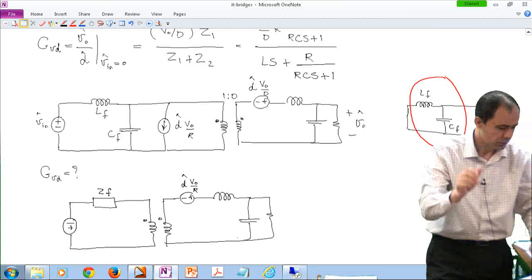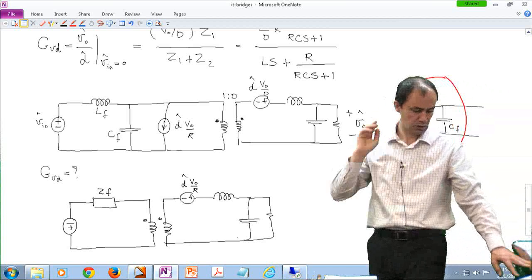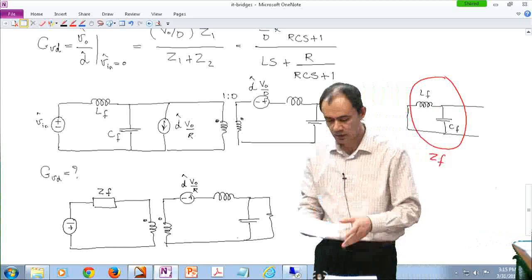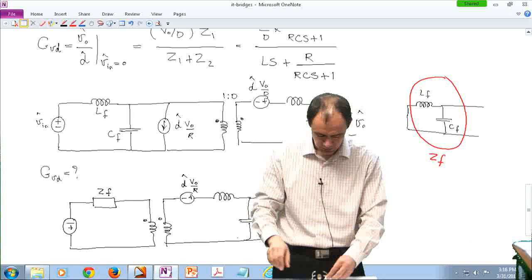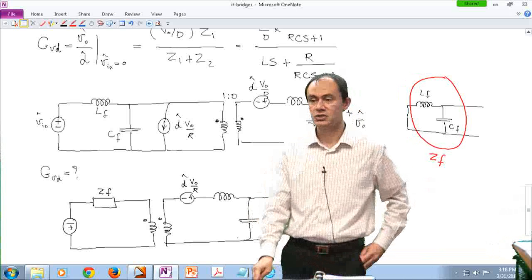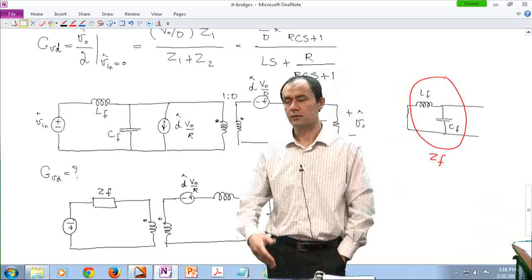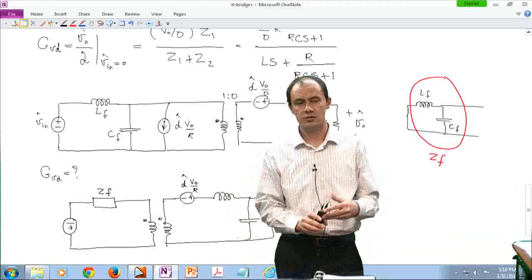Okay, I think we're running out of time. I'm going to explain it to you next time on Thursday, the remaining of the math, and how it is that if we add that little resistor to our capacitor, the oscillations are going to go away. So see you guys on Thursday.